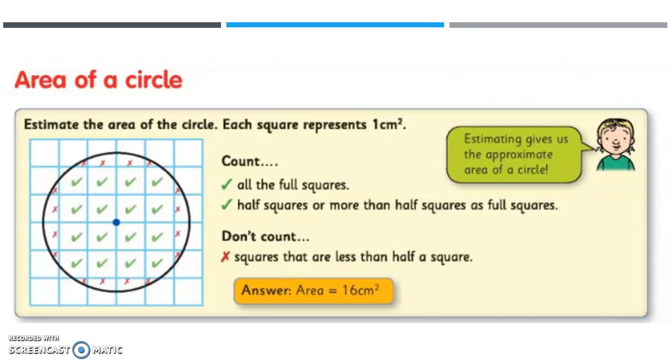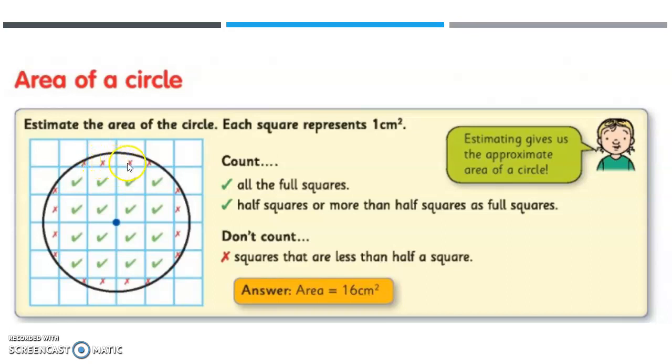So what we're going to do is count all the full squares that are in the circle, and we're also going to count any squares that are half or more in the circle. So you can see here we wouldn't count this square here because less than half of the square is in the circle.